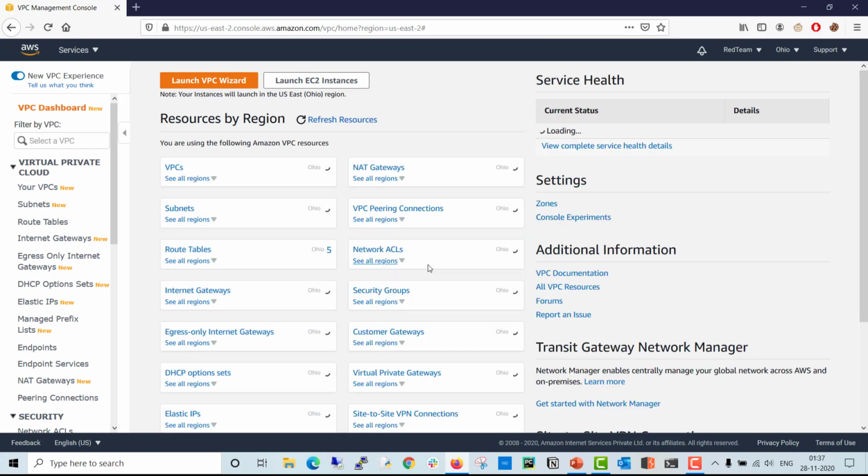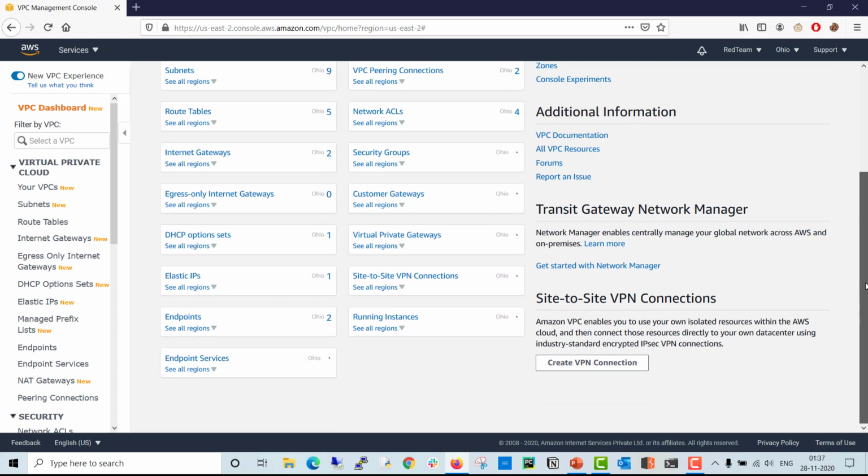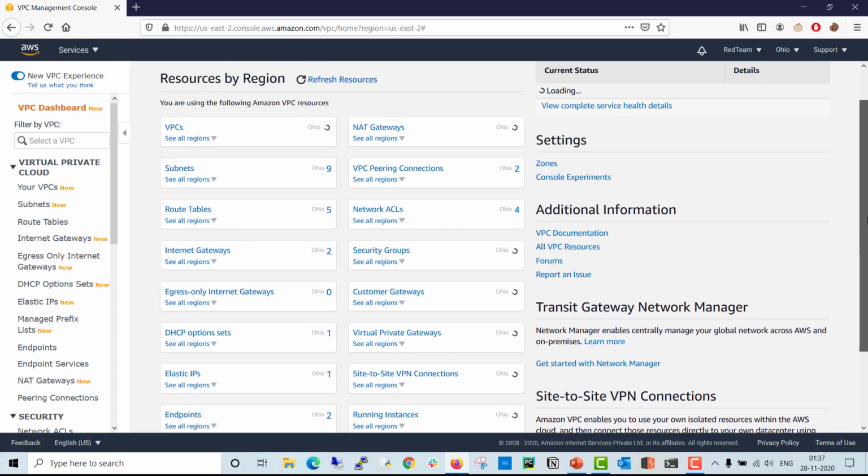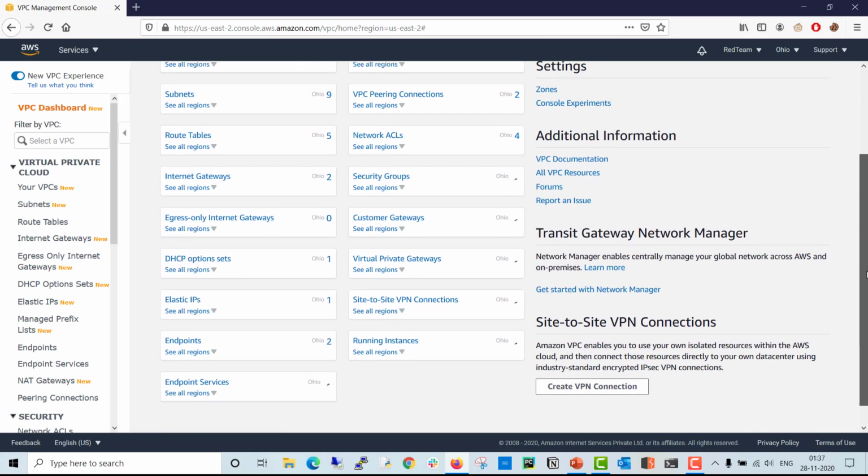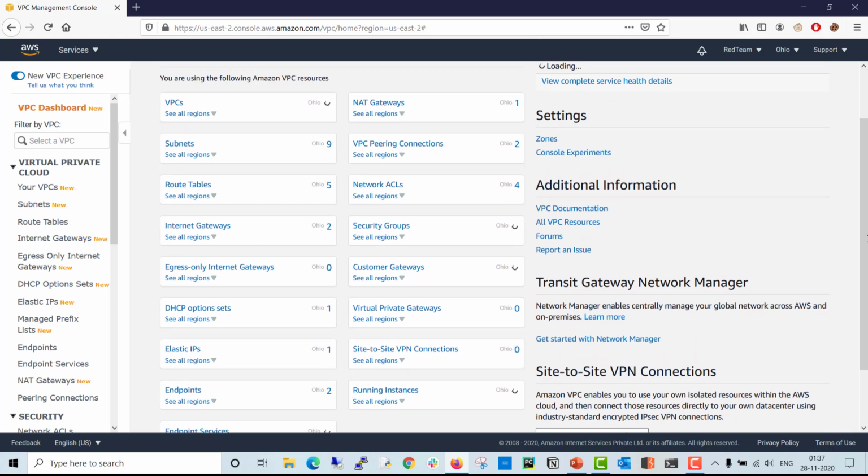Okay, so you can see here this is the dashboard of Virtual Private Cloud. It basically provides infrastructure as a service. You can see here all the services and components mentioned here. So it's basically region based. So currently, for this region, what are the services there.